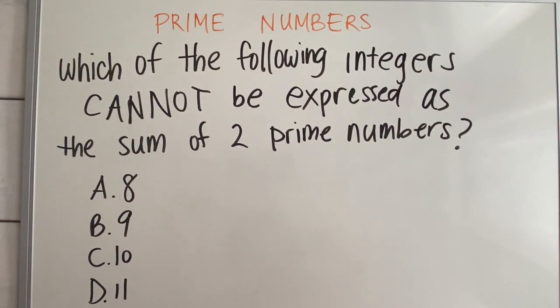Now that we understand what a prime number is, it's time to do a GRE problem that relies on our understanding of prime numbers. So this question says, which of the following integers cannot be expressed as the sum of 2 prime numbers?